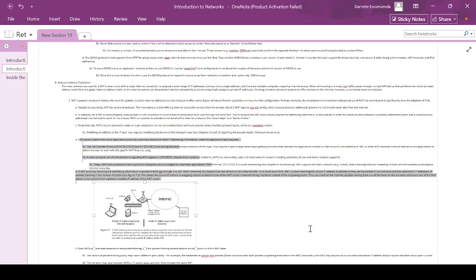So this is another property of NAT: for this type of protocol, you need more configuration. They require a special application layer gateway function that rewrites the application content in order to work unmodified with NAT, or other NAT traversal methods that allow the applications to determine how to work with the specific NAT they are using. A more complete list of considerations regarding NAT appears in RFC 3027.